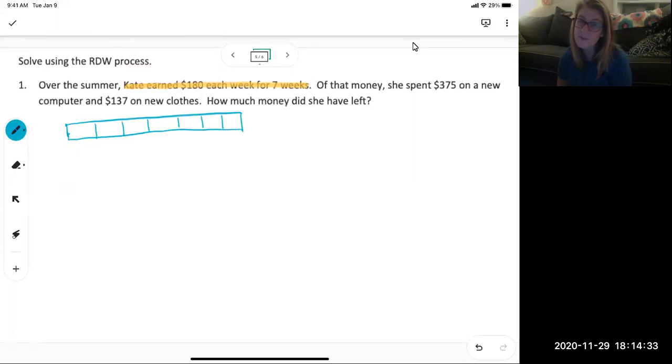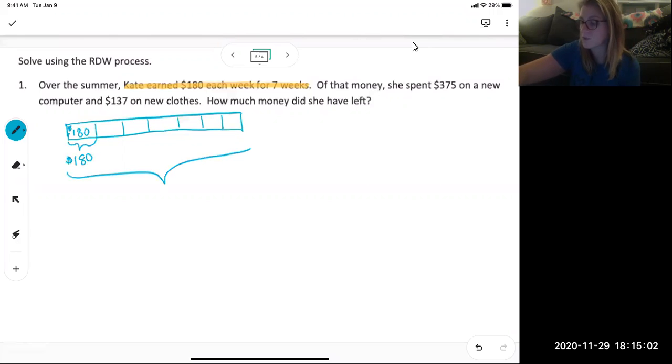Now, it doesn't matter if they're perfect, but we want to make sure that we know each box represents the same amount. So each one represents $180. Okay, so you can write your dollars inside the boxes if you want or outside of the boxes. Does not matter. Okay, so in order to find the amount that she earned, which is our total, we want to multiply 180 times 7. Okay, that's the easiest way to do it.